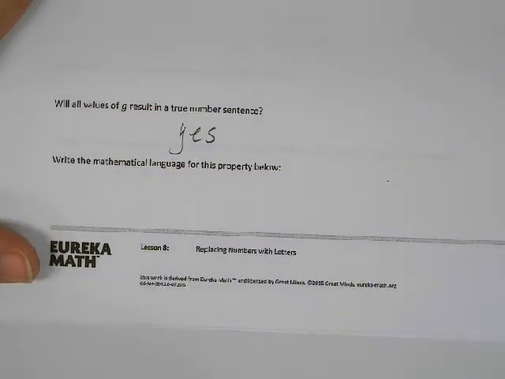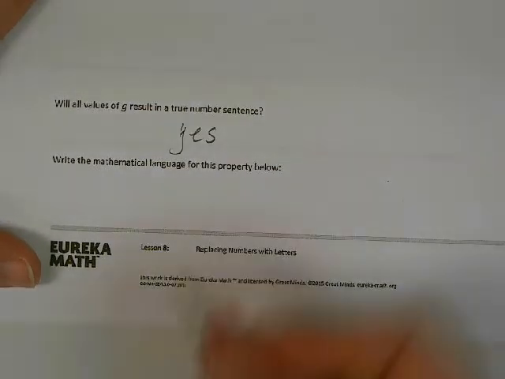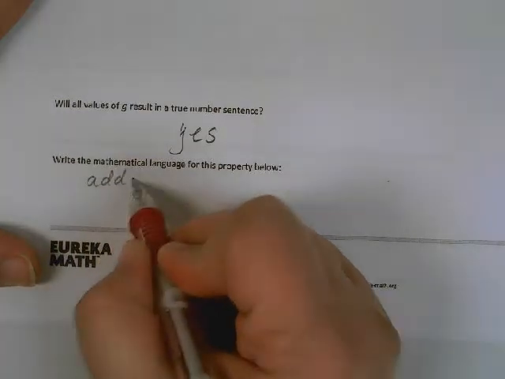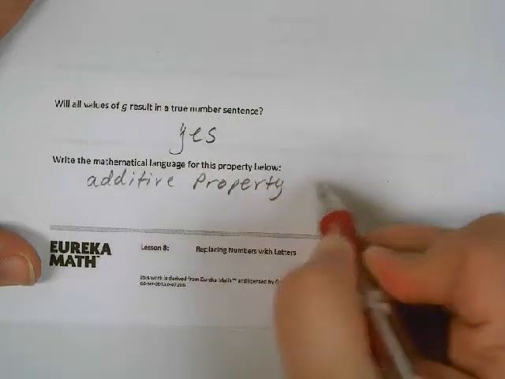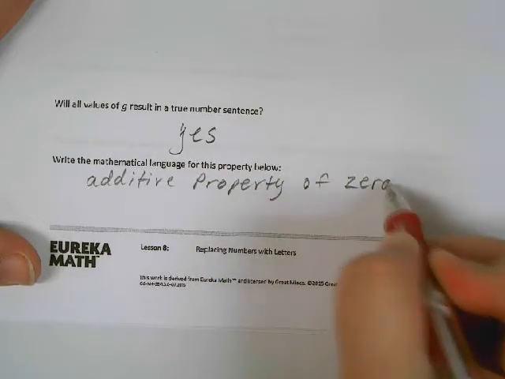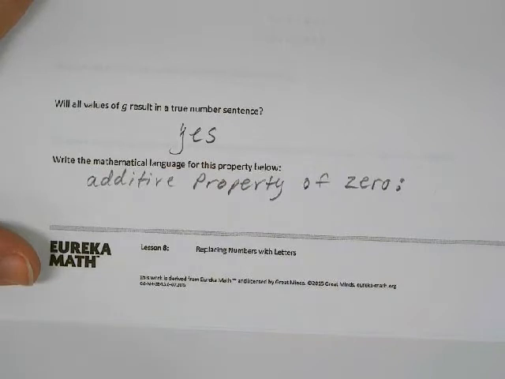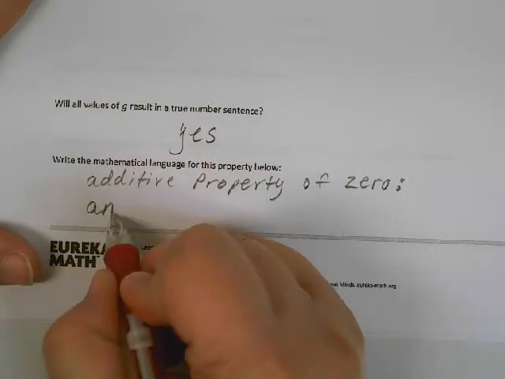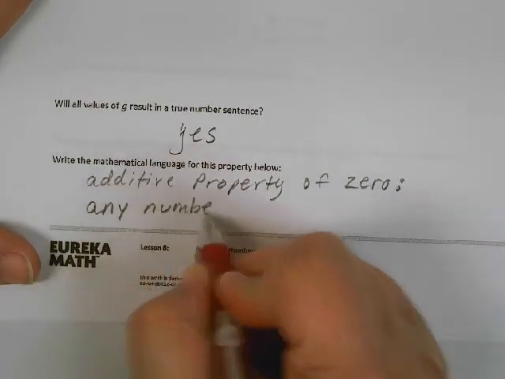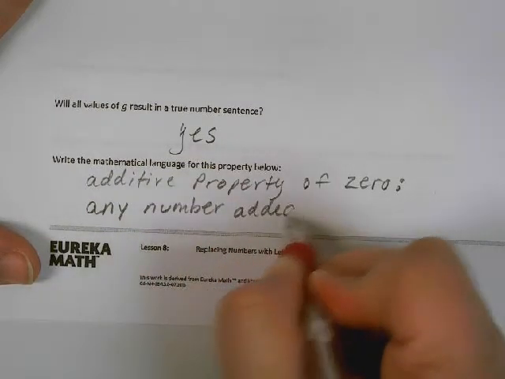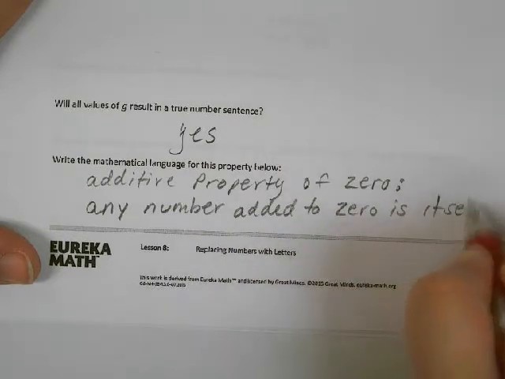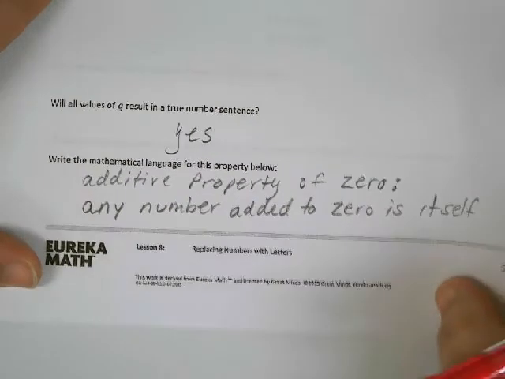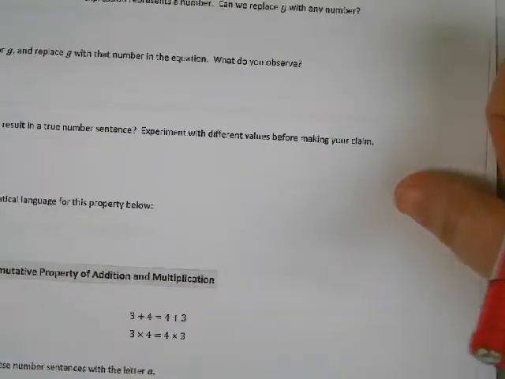Write the mathematical language for this property below. Remember, this is the additive property of 0. And it says that any number added to 0 is itself. Let's go on to example number 2.